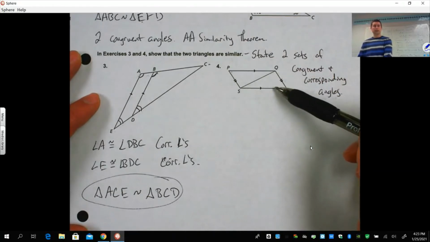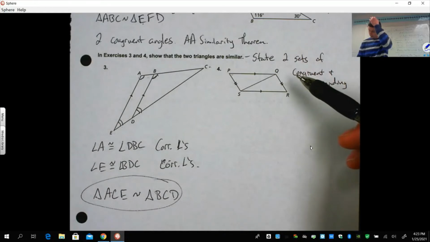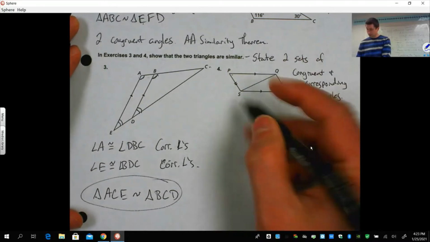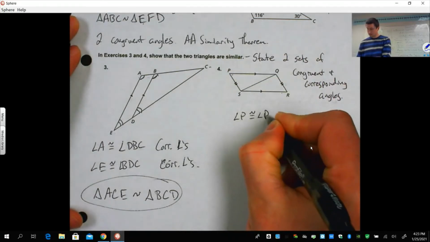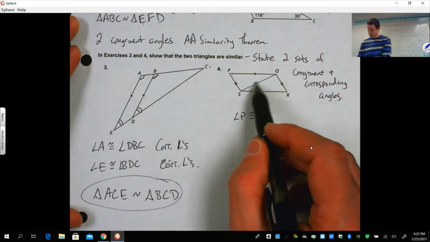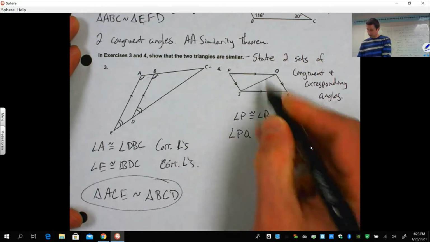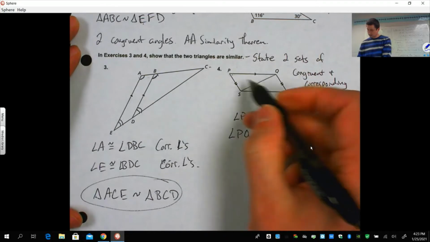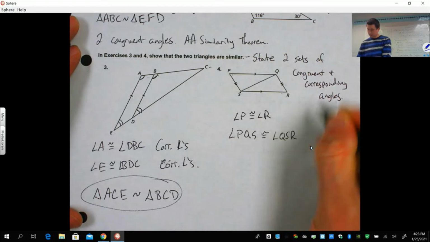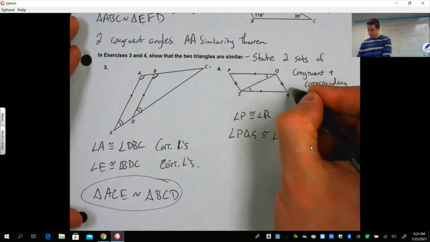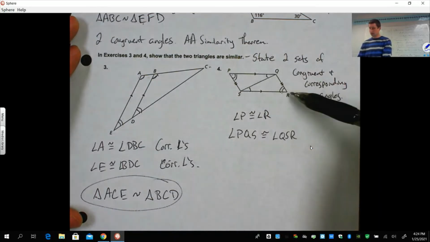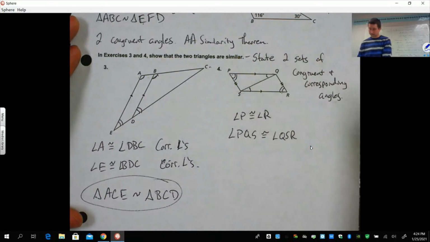This is a parallelogram because opposite sides are parallel. We got lots of different options that we can go with here. We have a parallelogram. We could say angle P is congruent to angle R, because in a parallelogram, opposite angles are congruent. We can use alternate interior angles. So angle PQS would be congruent to QSR. Opposite angles are congruent. You could also use angle PSQ and RQS. You could also use those. Okay, so lots of different options there.